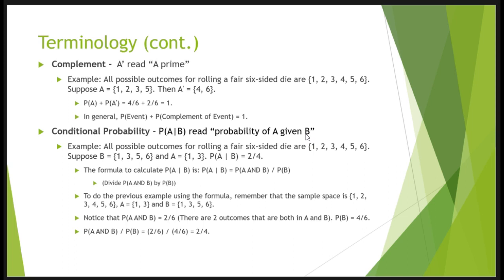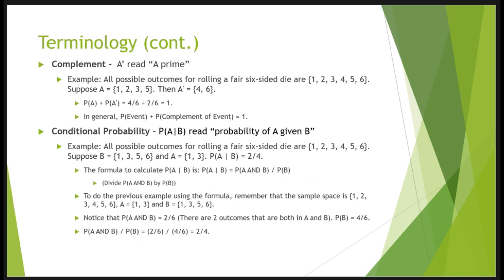In this example, all possible outcomes for rolling a fair six-sided die, 1, 2, 3, 4, 5, 6. If B equals 1, 3, 5, and 6, and A is 1 and 3, what is the probability of A given B? Okay, B has already occurred, so the formula to calculate the probability of A given B is the probability of A and B, it's where they intersect, what they have in common, divided by the probability of B. So we're going to do this by first finding the probability of A and B.